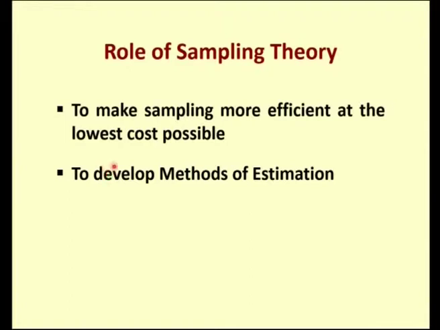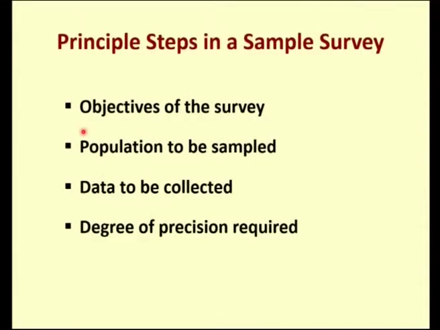This topic, that is method of estimation, helps us to draw the conclusion or to study the characteristics of the population. Now, let us see what are the principal steps in organizing or conducting a sample survey. There are 4 steps in organizing a sample survey. First one, objectives of the survey, then population to be sampled, data to be collected, and the last step in conducting a sample survey is the degree of precision required.